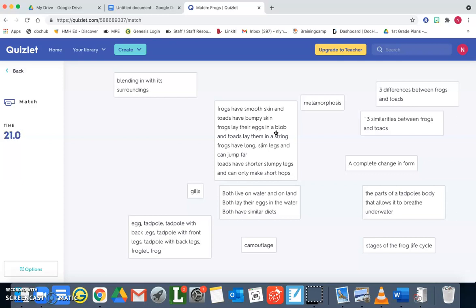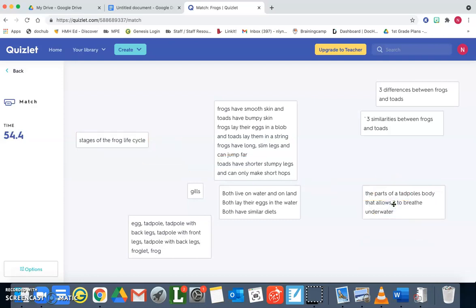So I'm going to look for blending in with its surroundings. So here, camouflage, I would drag camouflage on top, and you can see that it disappears. Metamorphosis, a complete change in form, and you can see that you keep on doing that. I'll get one wrong just to show you what happens. Here. So I know that gills would go over here, but I'm just going to say the stages of a frog life cycle. Let's see what happens. And you can see that it lights up in red and it drags it away, so you know that was not a correct match.